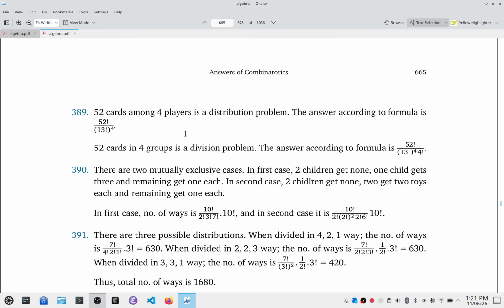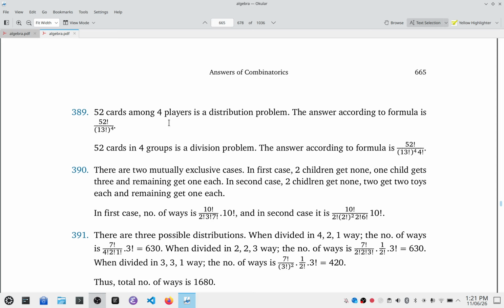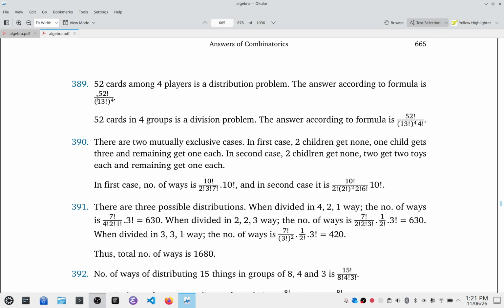Question 389 says that in how many ways can we divide 52 playing cards among 4 players equally in 4 parts? 52 cards among 4 players is a distribution problem, so from formula we have the answer as 52 factorial over 13 factorial to the power 4. 52 cards in 4 groups is a division problem. The answer according to formula is 52 factorial by 13 factorial to the power 4 multiplied by 4 factorial.